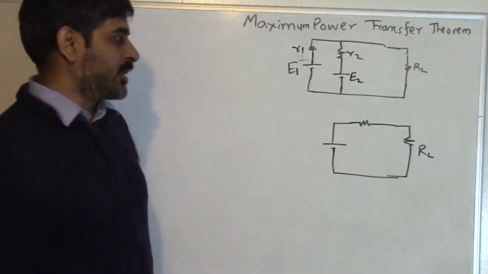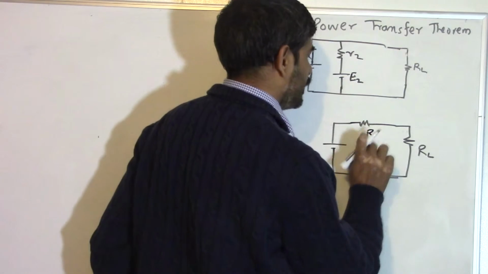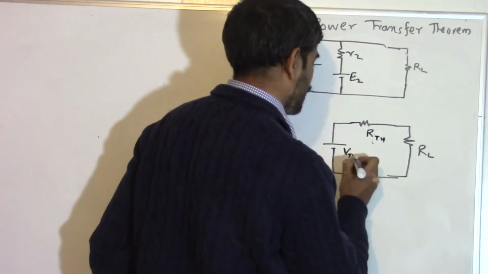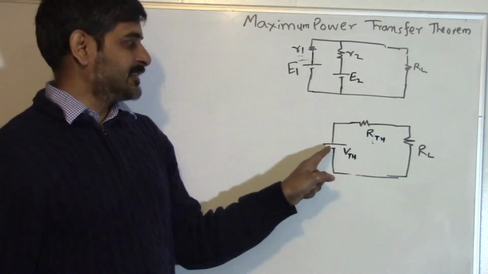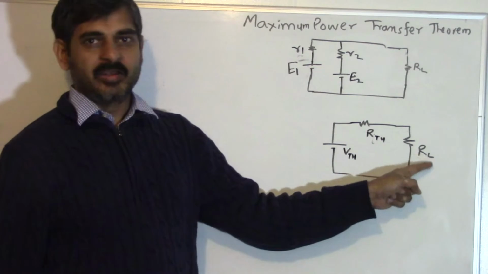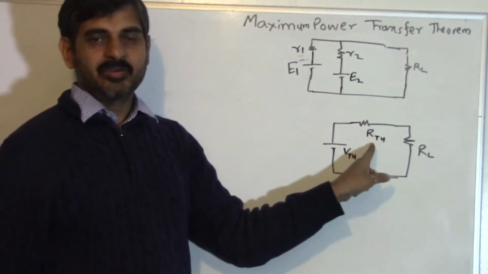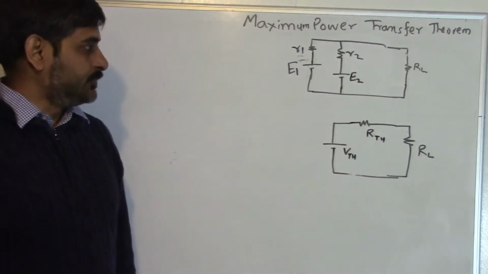All you need to find out is this load resistor RL. We will call this RTH, the Thevenin resistor, and this is VTH, the Thevenin voltage. If we could find this RTH and VTH, we can find the value of RL, because RL will be nothing but this Thevenin resistor for the maximum power transfer.